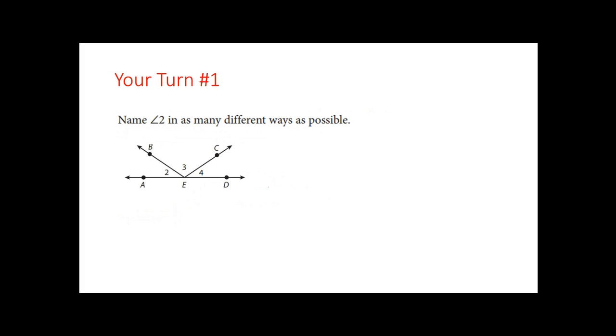All right, so your turn number 1, name angle 2 in as many different ways as possible. Just like my previous example, there should be two different ways of calling it. Just remember, find your vertex first, figure out what your sides are, and then just get going on the names.